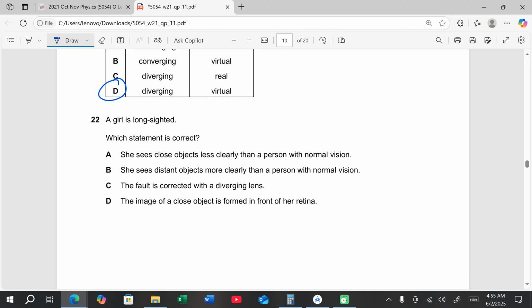A girl is long-sighted. Which statement is correct? She sees a close object less clearly than a person with a normal eye. Yes. She sees a distant object more clearly. No. The fault is corrected by a diverging lens. No, that has to be corrected by a converging lens, because it focuses after the retina, so a converging lens will focus it on the retina. The image of the close object is formed in front of the retina? No. It is formed after the retina. So it is going to be A.